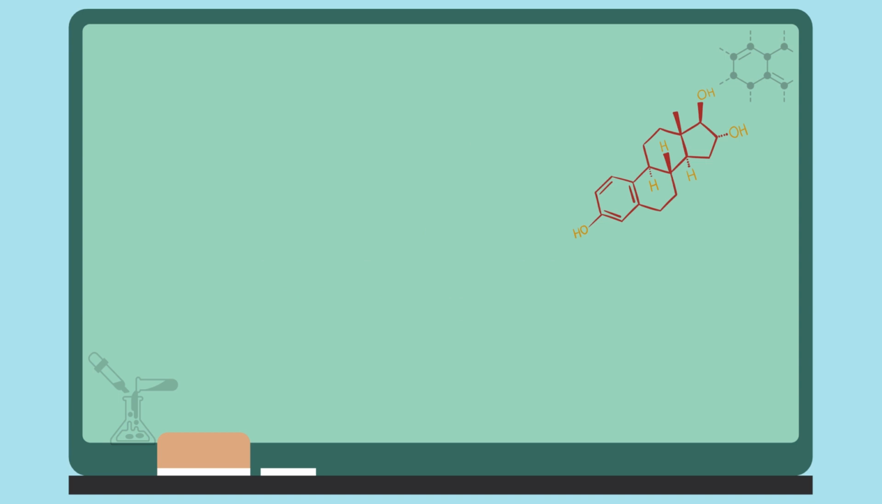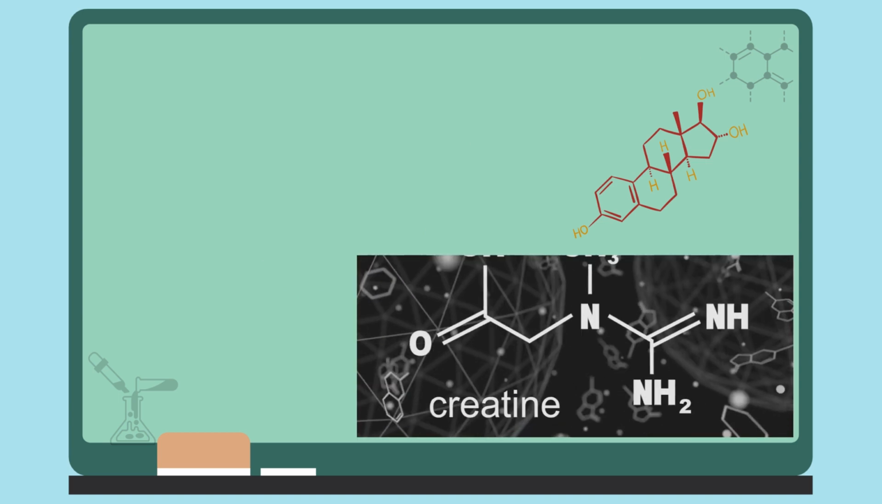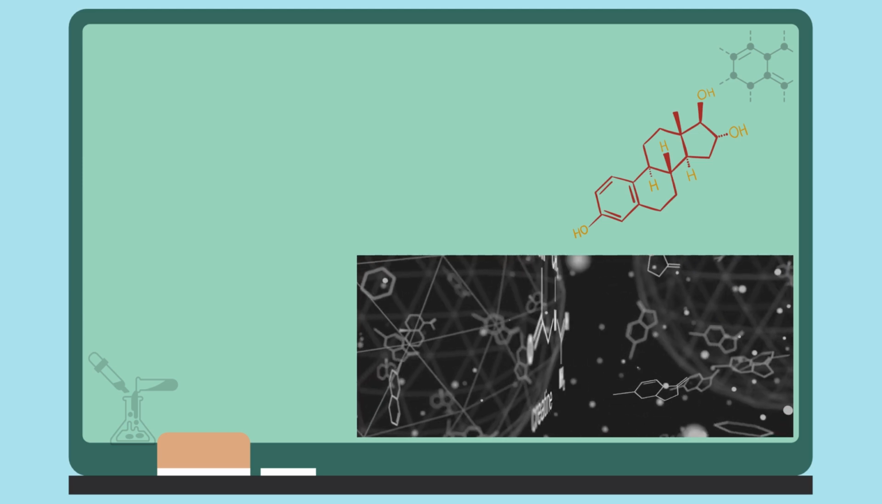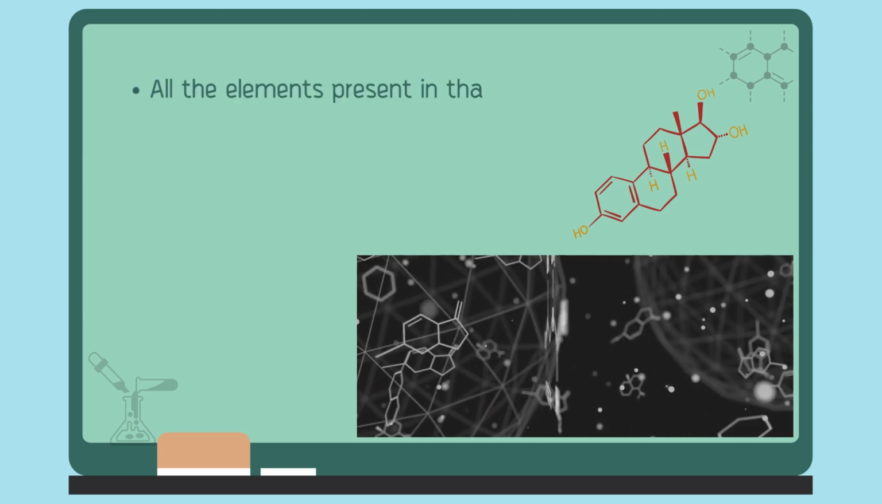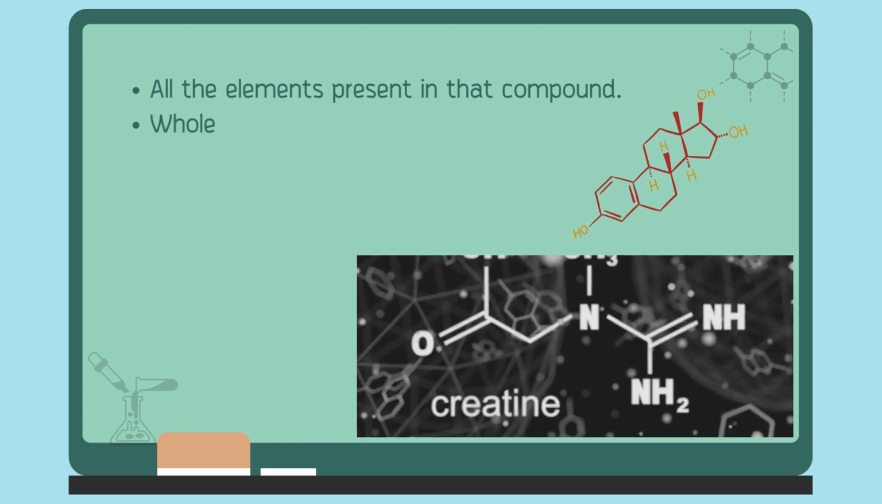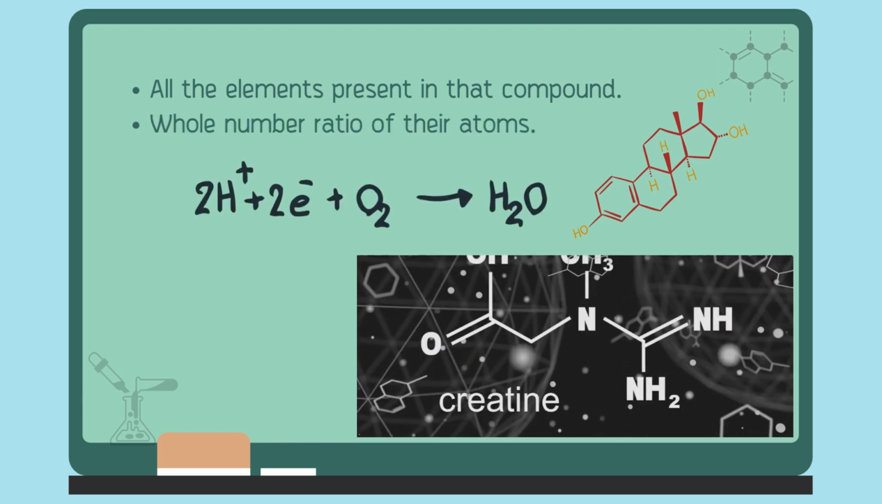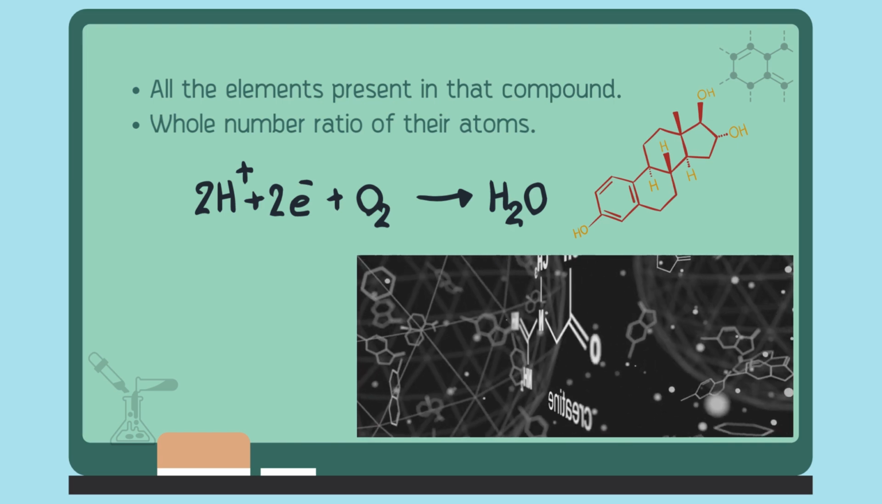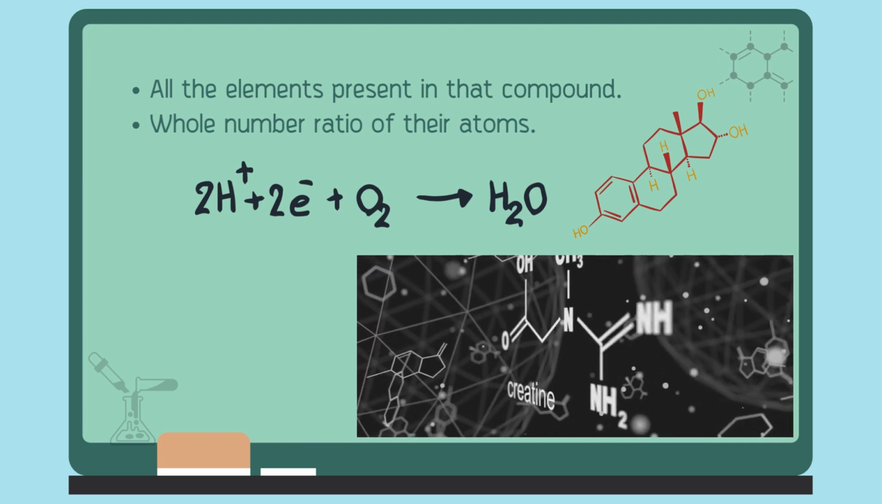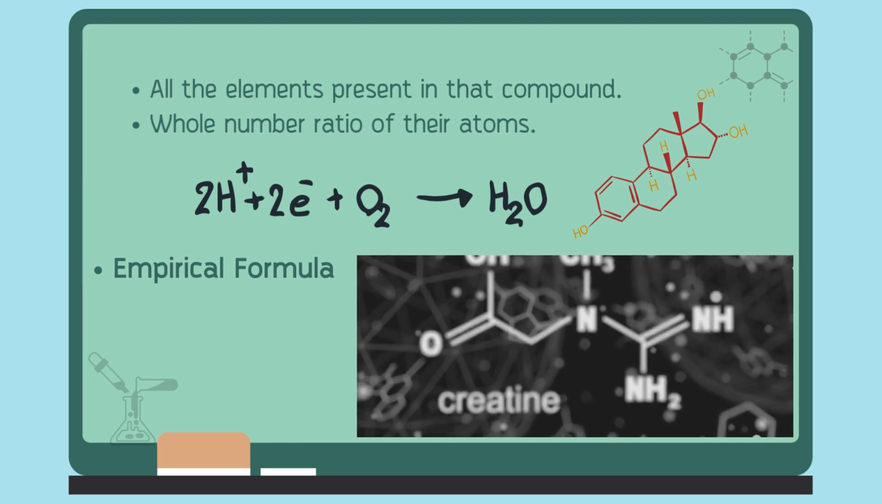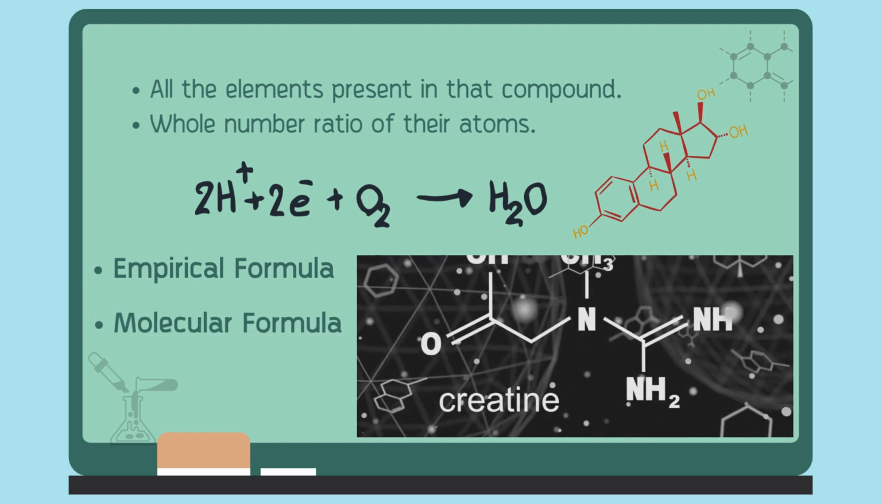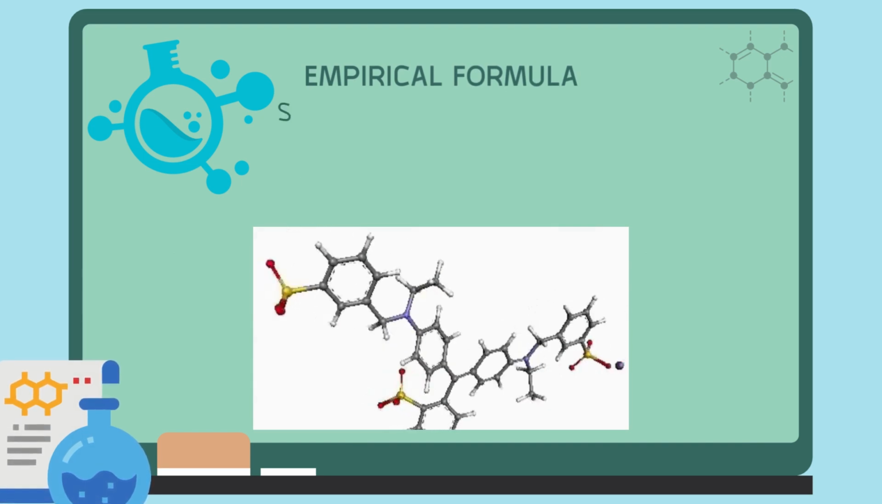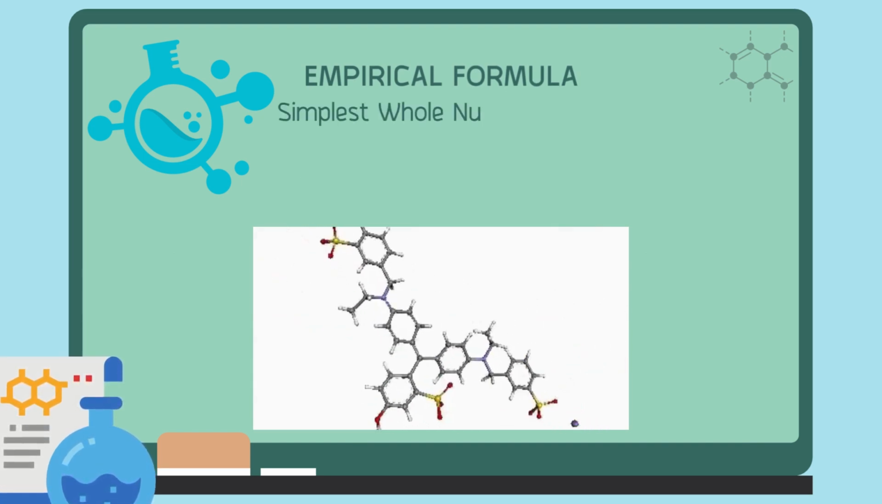If we recall, what the chemical formula of a compound showed was firstly all the elements present in that compound and the whole number ratio of their atoms. These can further be divided into two types of chemical formulae. The first one known as the empirical formula and the second one known as the molecular formula. The empirical formula gives the simplest whole number ratio of the atoms present.